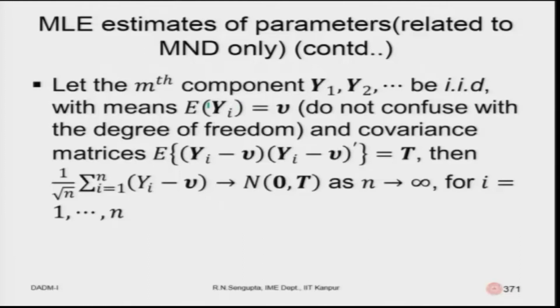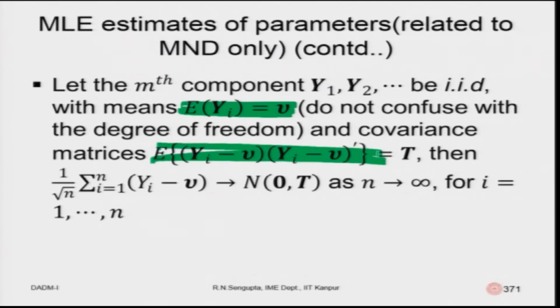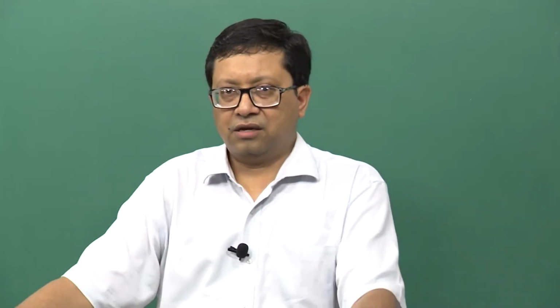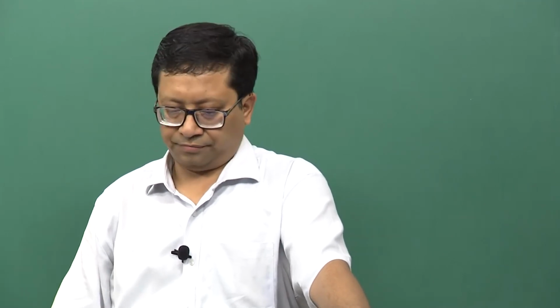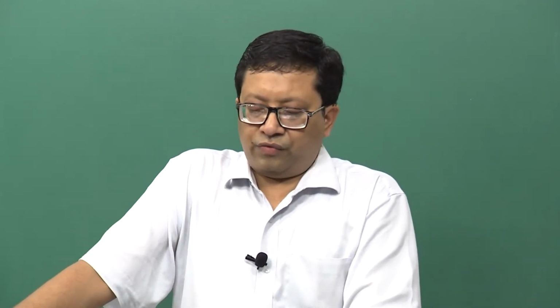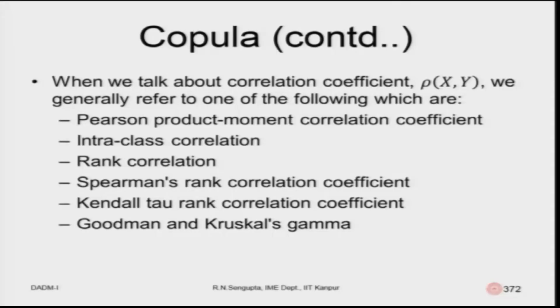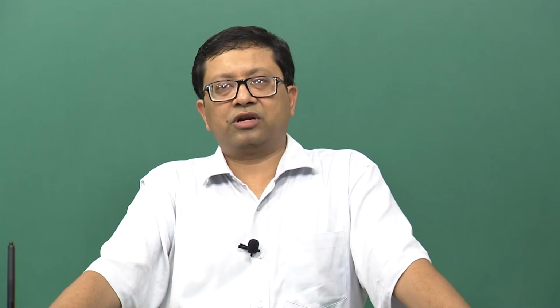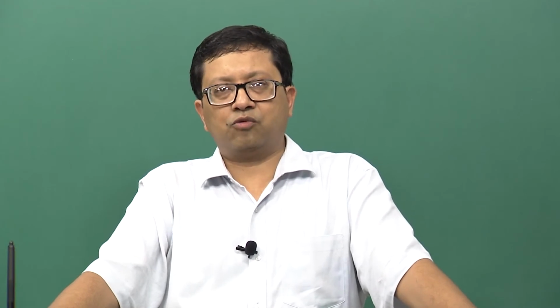So, what we mean is that if the expected value of yi is given as v and the variance is given by t, then in the long run, in the asymptotic sense, it will be similar to the standard normal deviate with 0 mean and t as the variance covariance value. Now, when we are considering the copula, we will be talking of the correlation coefficient. So, now let me come to the covariance, correlation coefficient concept, the covariance and the copula.